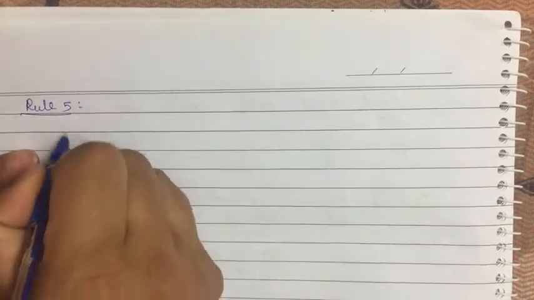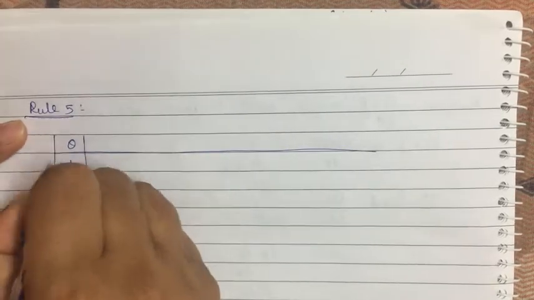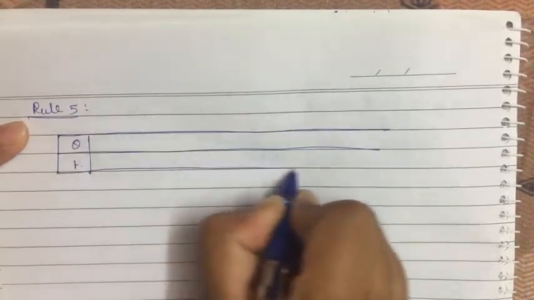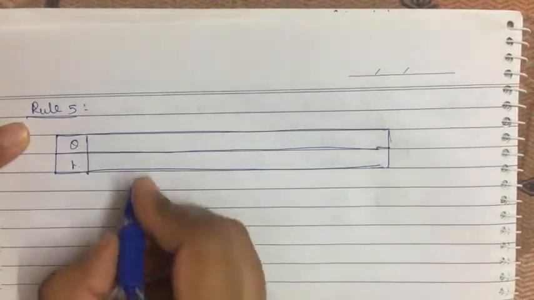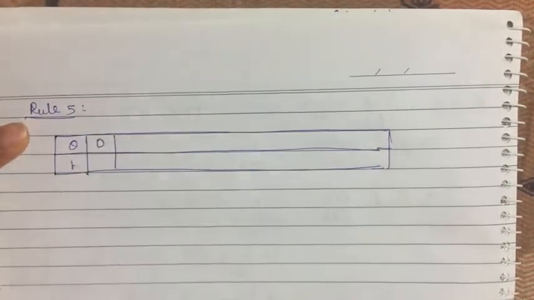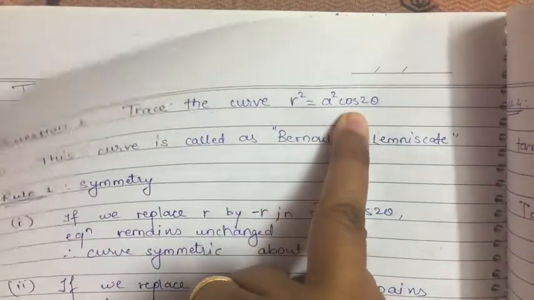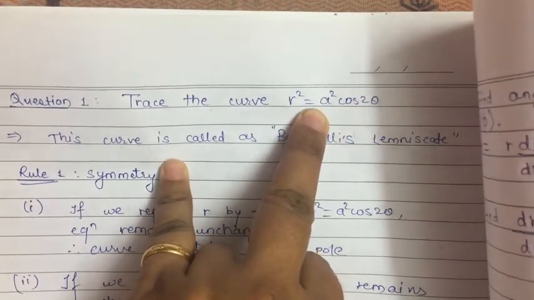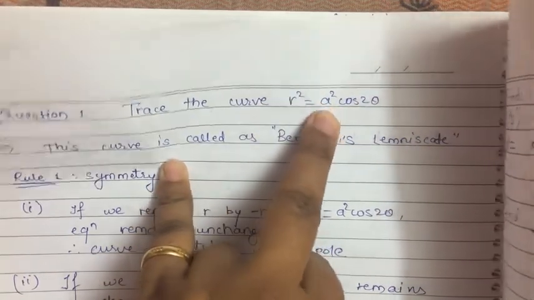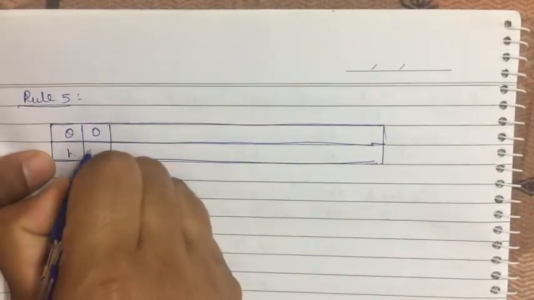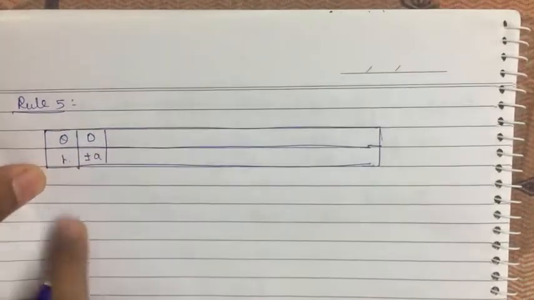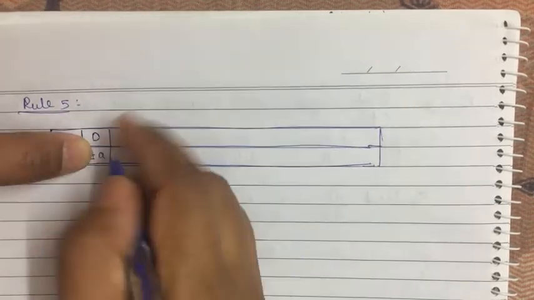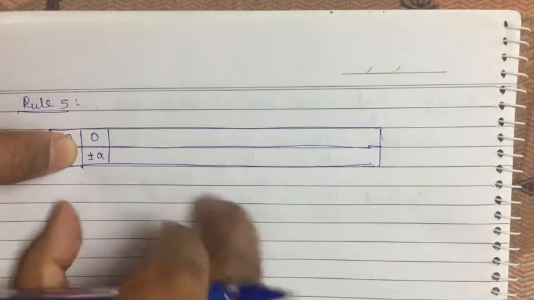Now see, what is the rule number? Yes, rule number 5. Rule number 5 is make the table of theta and r. So for different values of angles, we will find the value of r. First for theta equal to 0, cos 0 is 1. So r square becomes a square. So r is equal to plus minus a, or you can say r is plus a, because theta equal to 0 is the positive x-axis.